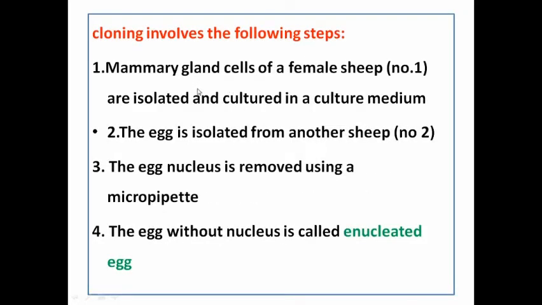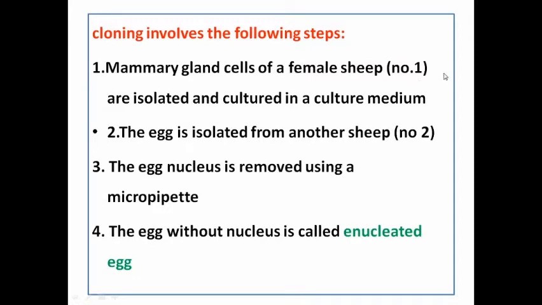So how did they create the clone of the sheep? What are the methods they followed? These are the procedures they followed for the development of the cloning of the sheep. The first step: the mammary gland cells of the female sheep.